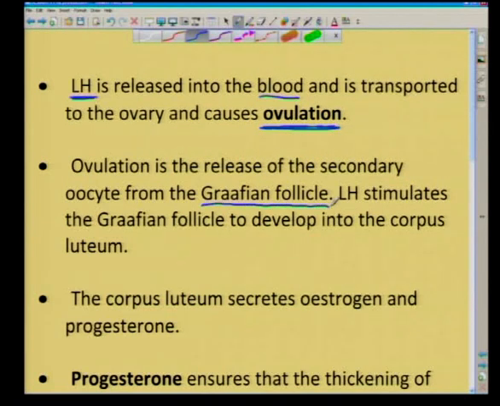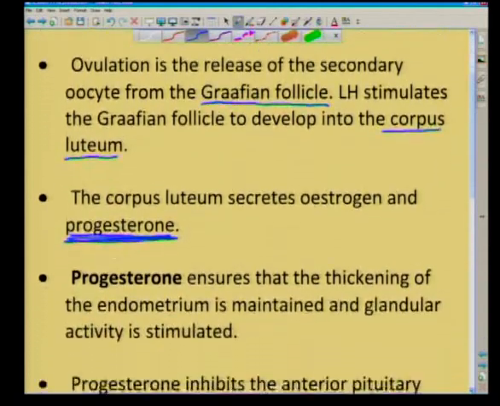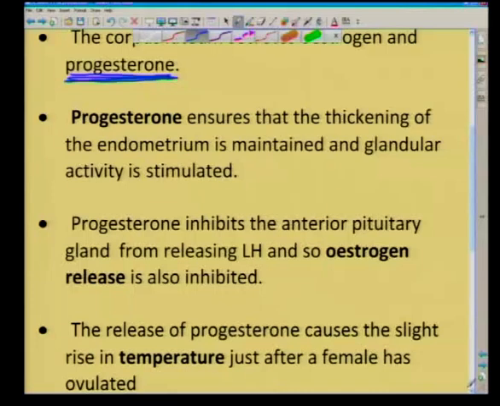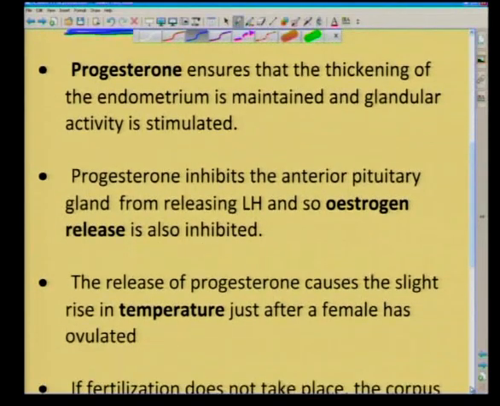The LH stimulates the Graafian follicle to develop into the corpus luteum, and it's the corpus luteum that will then release progesterone. Okay, so now once that progesterone is released, what does it do? That hormone will now cause the following. Number 1, it ensures the thickening of the endometrium continues and it is maintained. Okay, and that there is glandular activity. Why? Because remember, those glands are going to secrete everything that that little structure, the embryo, is going to need.